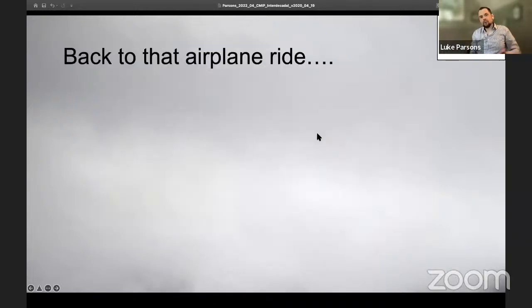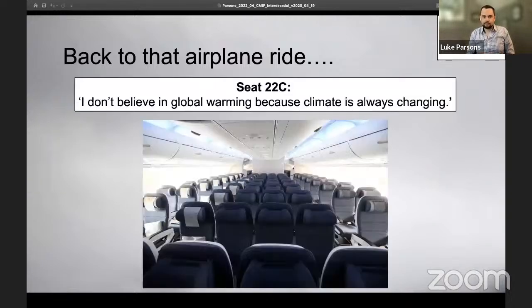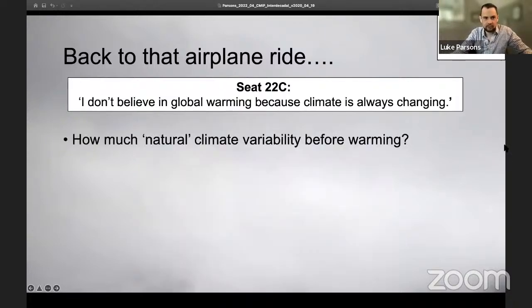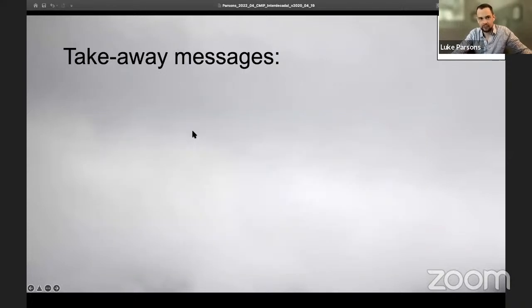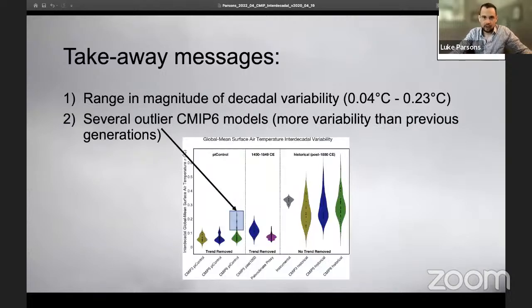All right, so let's go back to that airplane ride. Someone sits down next to me and says, I don't believe in global warming because climate is always changing. This prompts me to ask, well, how much natural climate variability was there before we started warming the climate system? And remember what I showed you here: there's a range in the magnitude of decadal variability, with some of the climate models being clear outliers that have a lot more variability than the others. As I mentioned, there are several outliers.